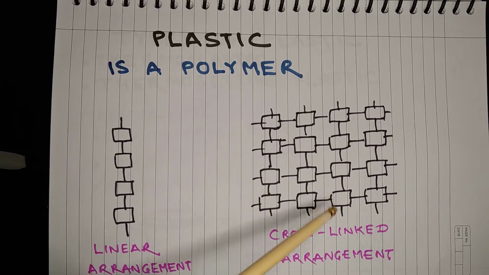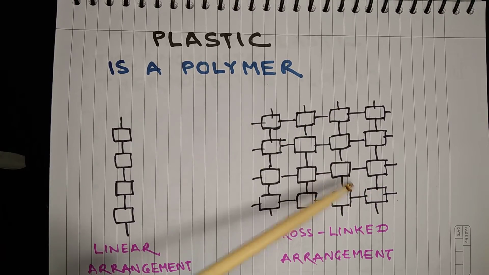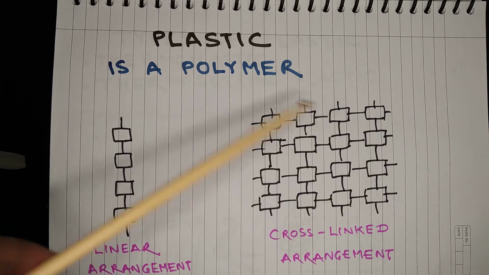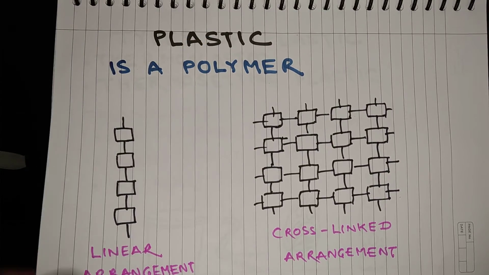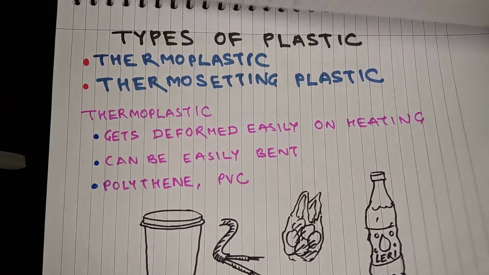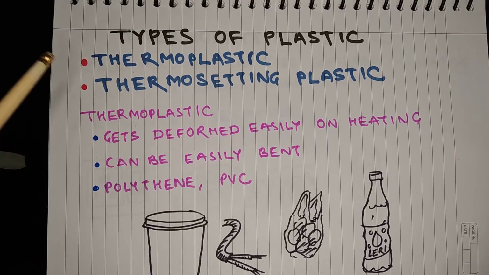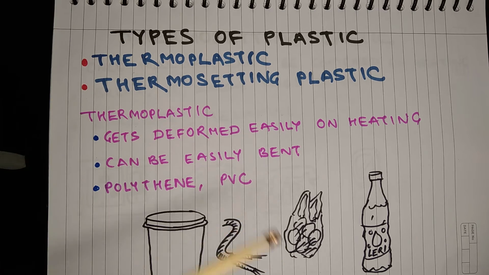In case of cross-linked arrangement, there are many lines and each line is linked with the next line, so it makes a grid-like pattern. So different plastics can have different arrangements of monomers. Types of plastics. There are two types: thermoplastic and thermosetting plastic.